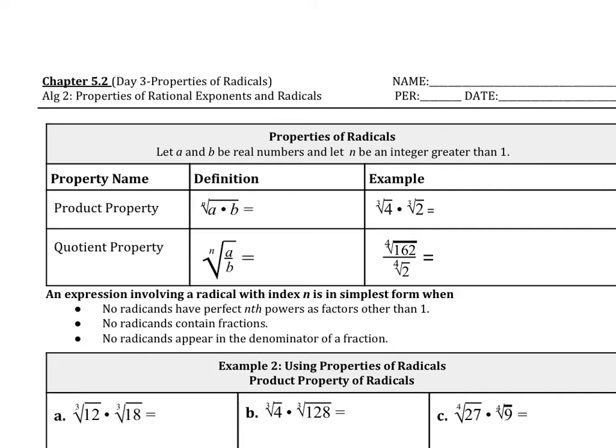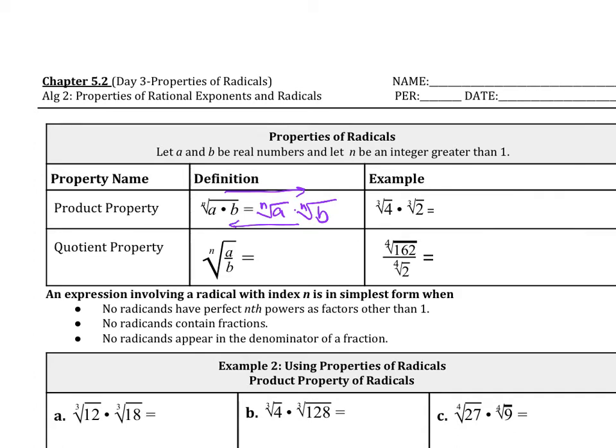5.2 Day 3, Properties of Radicals. Let a and b be real numbers, and let n be an integer greater than 1. So the product property: if you have the nth root of a times b, we could split it up as the nth root of a times the nth root of b. Now the properties mean we could go this way, and we also could go the other direction.